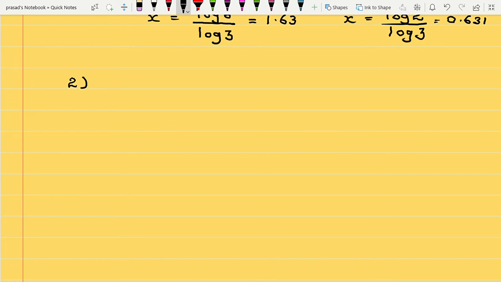So 3 to power 2x plus 1 plus 7 into 3 to power x minus 10 equal to 0.